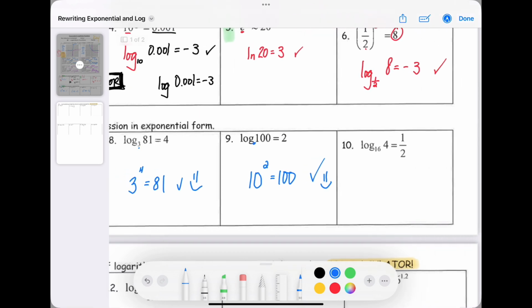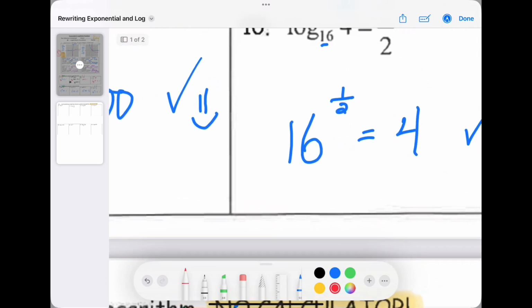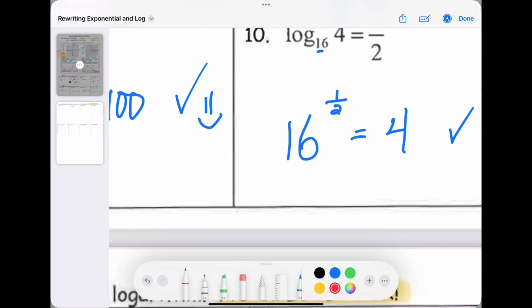All right, all about the base. What is my base? Base is 16, so I know that 16 is raised to a power. So x and y are going to switch. So 16 to the 1/2 power is equal to 4. That's it. If you say, how do you know? Well, think about that. Whenever you see the 1/2 as a power, you can rewrite that as a square root.